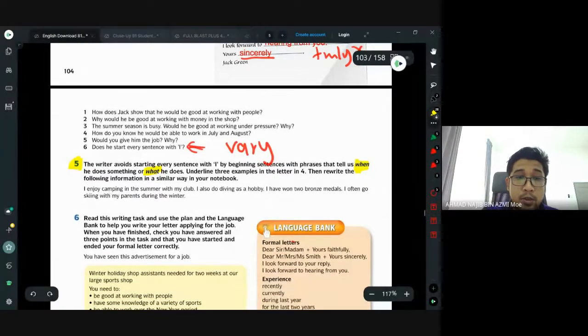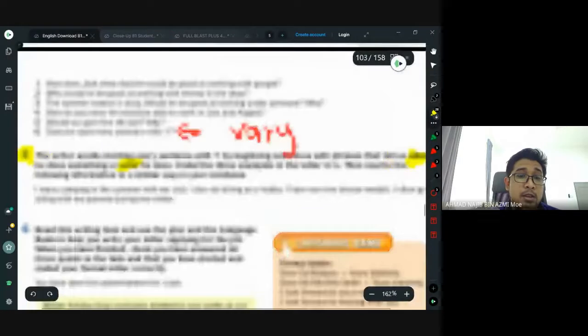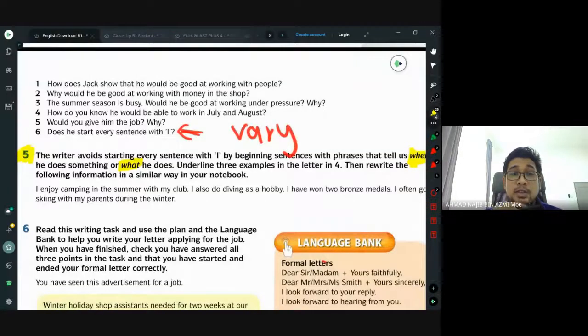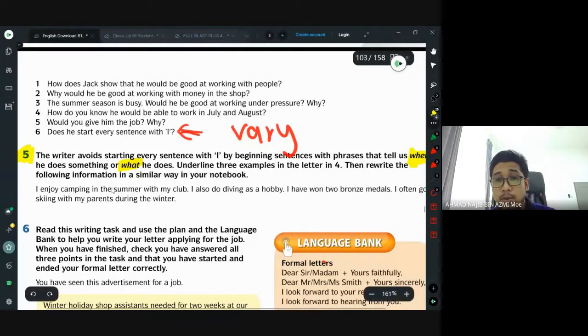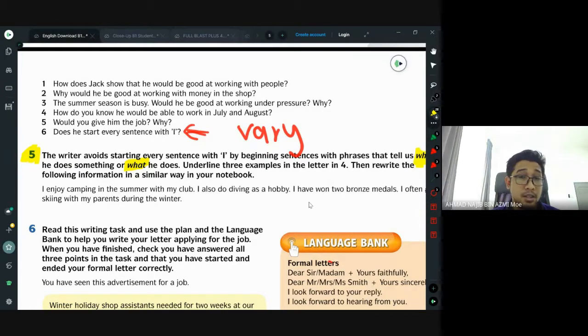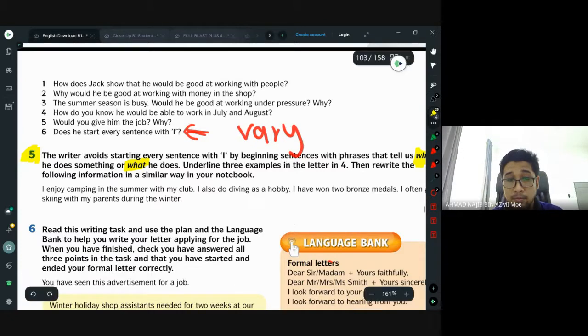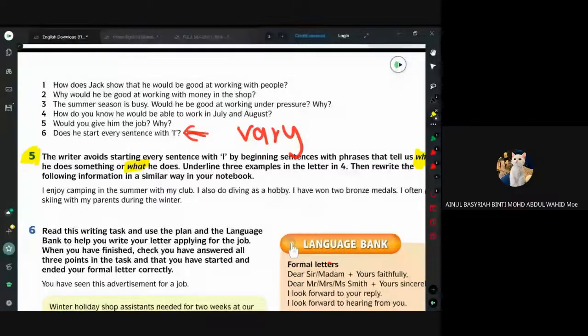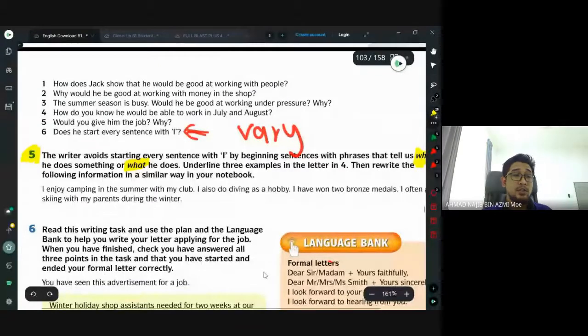So let's take a look at this sentence here. I enjoy camping in the summer with my club. I also do diving as a hobby. I have won 2 bronze medals. I often go skiing with my parents during the winter. So there is nothing wrong with the sentence here, at least grammatically, dari segi tata bahasa, tak ada apa yang salah. But what is the problem? Using I. Yeah, the structure is all the same, and so it is very boring. Okay, I do this, I do that.